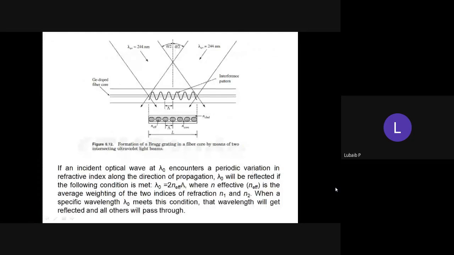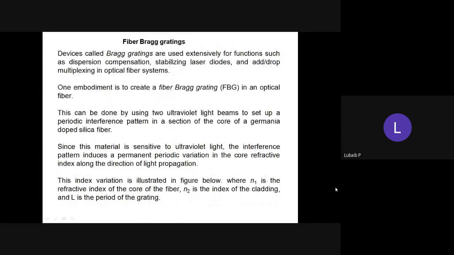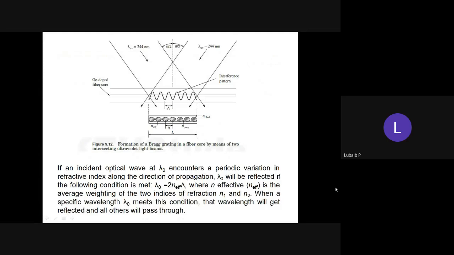The index variation is illustrated in this figure, where N1 is the refractive index of the fiber core as usual, N2 is the refractive index of the cladding, and L is the period of the grating. All these things are mentioned here. You can see a germanium-doped fiber core, and an interference pattern is obtained with ultraviolet light of wavelength 244 nanometers.